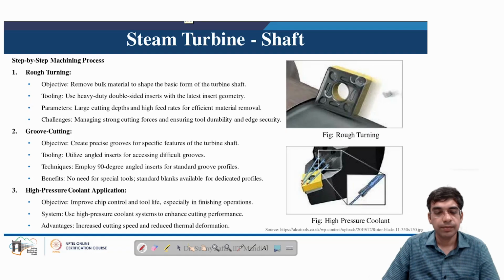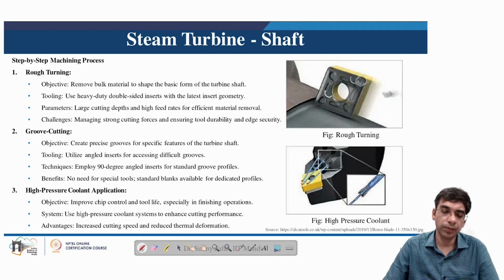So then we have the step-by-step machining operations, where we start with the rough turning with the objective to remove the bulk material to form the basic shape of the turbine shaft. The tooling utilized here is a heavy-duty double-sided insert with the latest insert geometry. Parameters such as large depth of cut and high feed rates are utilized for efficient material removal. Challenges involve managing strong cutting forces and also ensuring the tool durability and edge security of the insert.